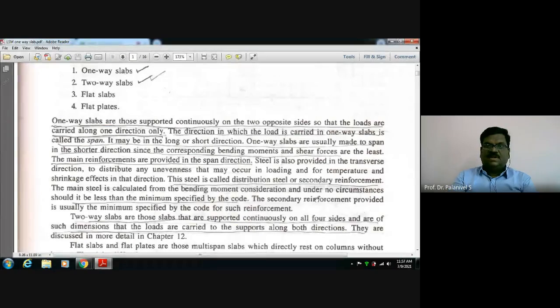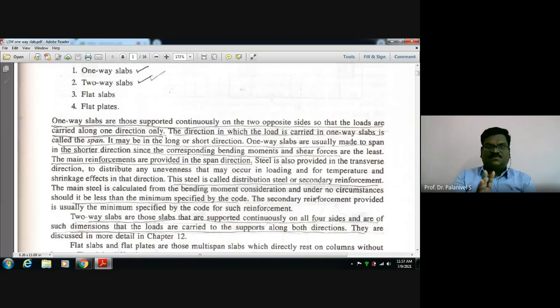The direction in which the load is carried in a one-way slab is called the span. Like in a beam you have a span, in a slab also it's a span. It may be in the long or short direction, but mainly in the short direction. In a one-way slab, mainly the load is carried along the short span of the slab. One-way slabs are usually made to span in the shorter direction.